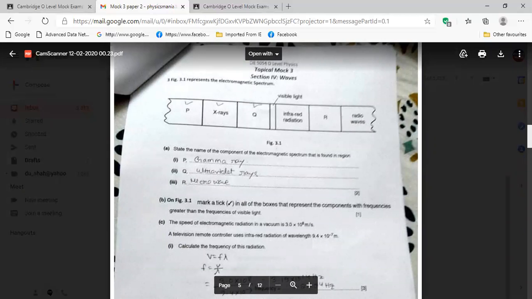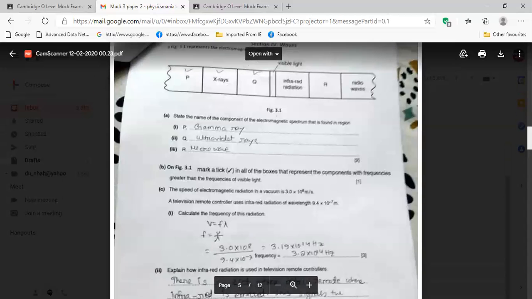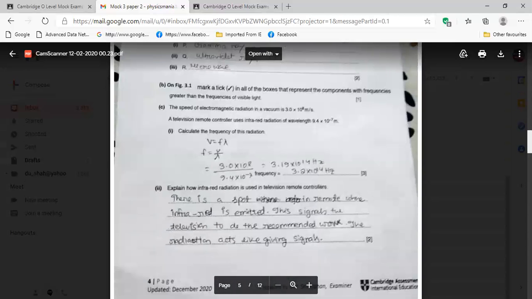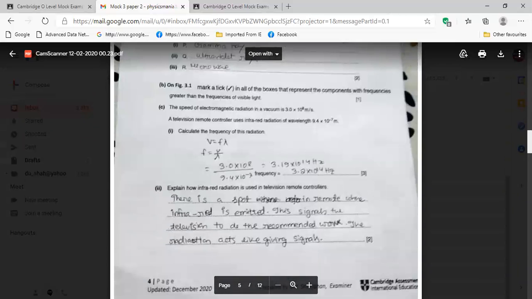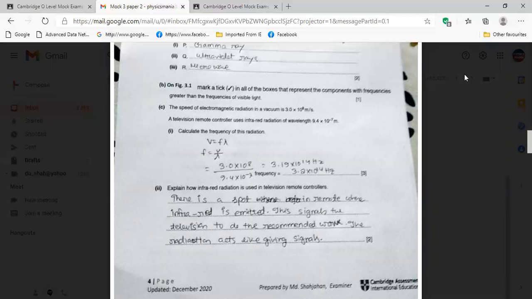Then we have here gamma ray, ultraviolet, then microwave. Sir, will they cut marks for it? No, no, no. Yes, sir. Then you gave ticks, right? Three ticks, correct. Then we have v equals f lambda. Then you have 3.2 into 10 to the power 14, correct.